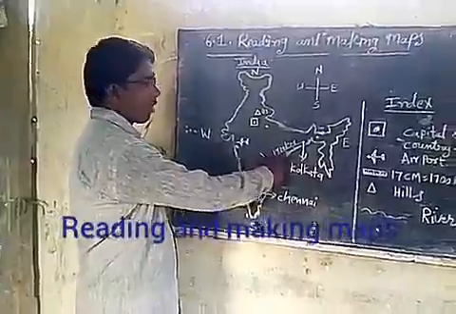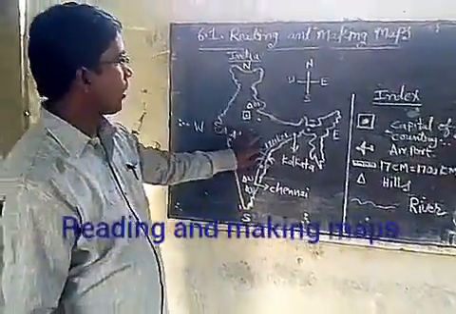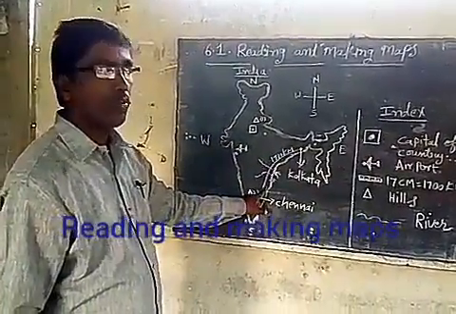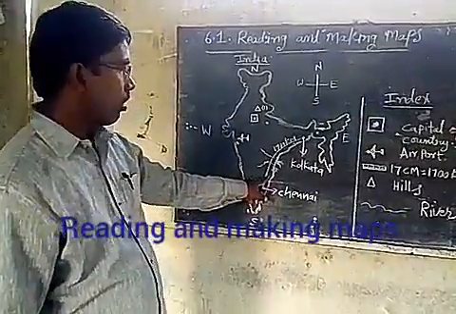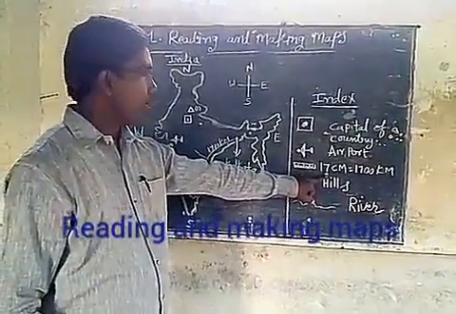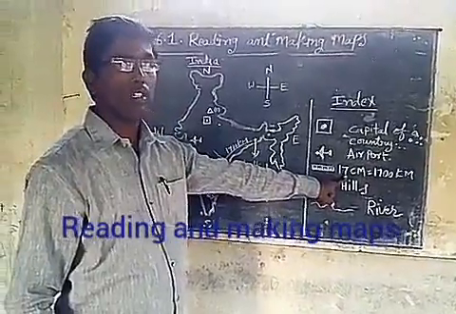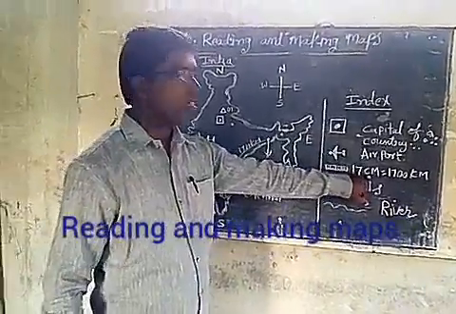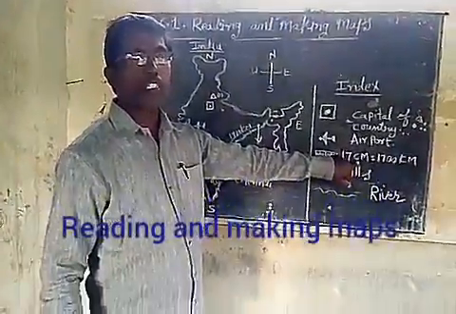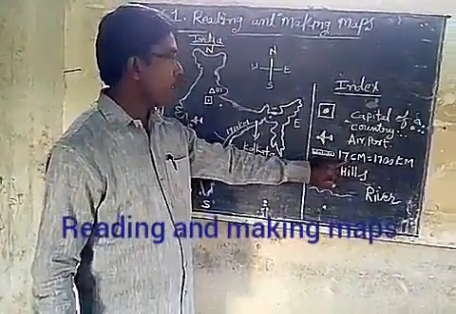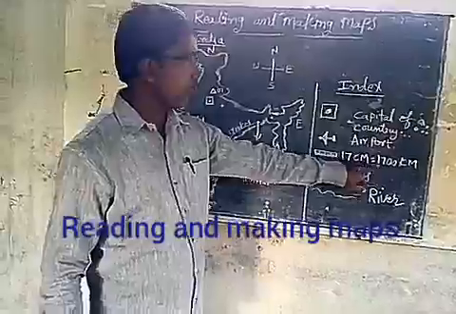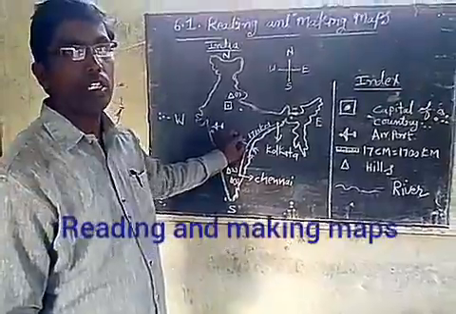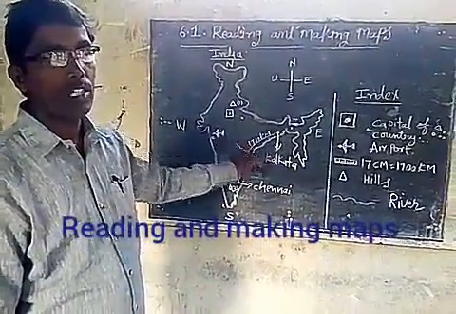Next, the distance between Kolkata and Chennai is also shown here. The distance between Kolkata and Chennai is approximately 1700 kilometers, but in a reduced manner I have shown 17 centimeters. Here 1 centimeter is equal to 100 kilometers. That's why 17 centimeters equals 1700 kilometers. In a reduced manner, I have shown the distance between Kolkata and Chennai.